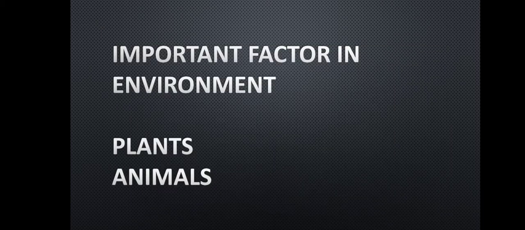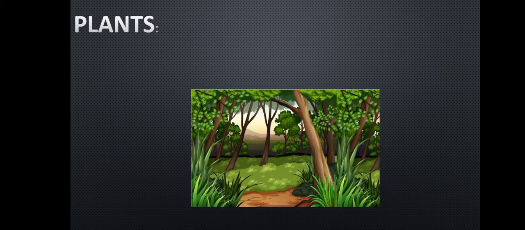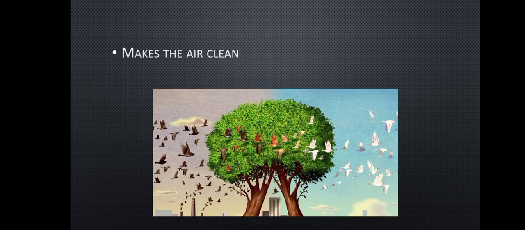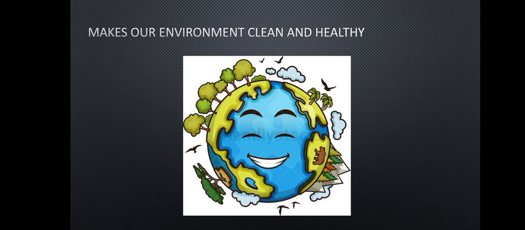Important factors in environment. As human beings depend on both plants and animals for their food. Plants give us food and oxygen. Trees make the air clean for us. Trees also help in bringing the rain. It helps to recycle the water in our environment. Thus, the plants make our environment clean and healthy.